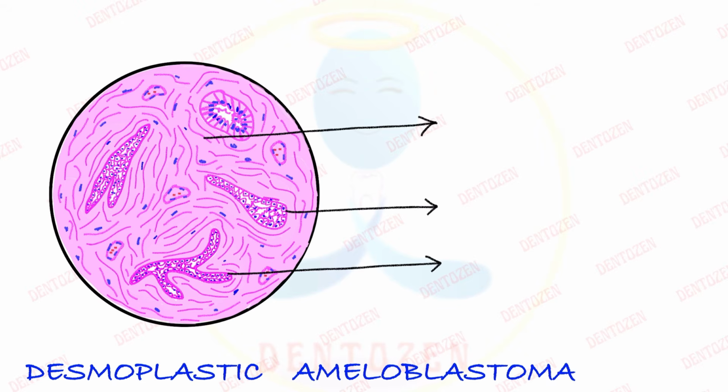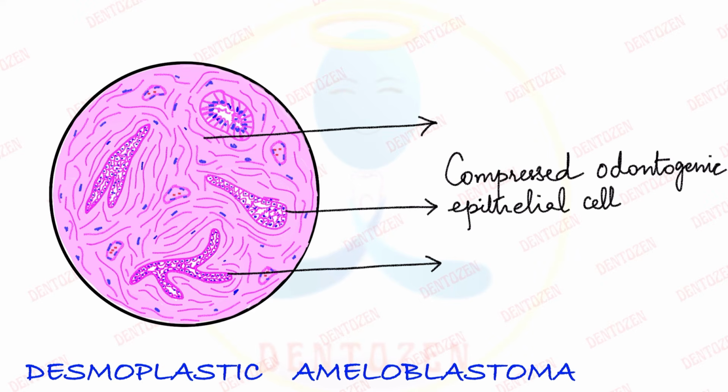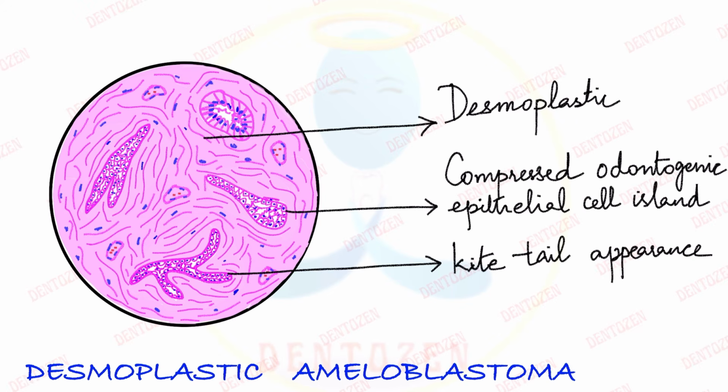Now the important labels here are, that is compressed tumor cell island, as we have drawn here. So compressed odontogenic epithelial cell island, sometimes it gives a kite tail or kite like appearance, and the connective tissue is desmoplastic, that is desmoplastic stroma, that is there is dense connective tissue.